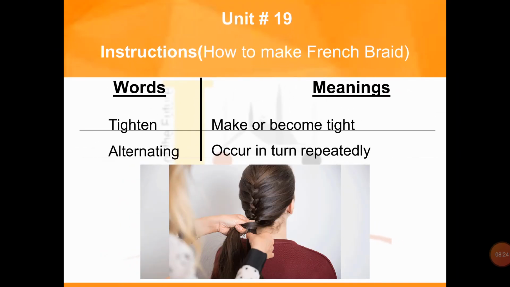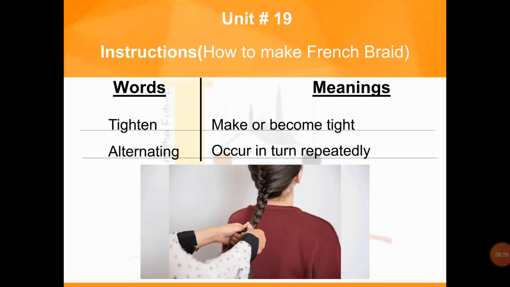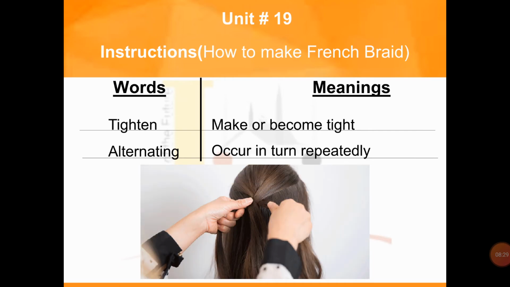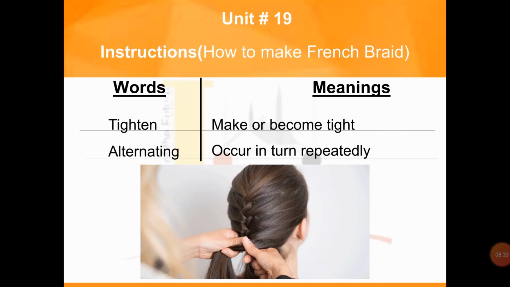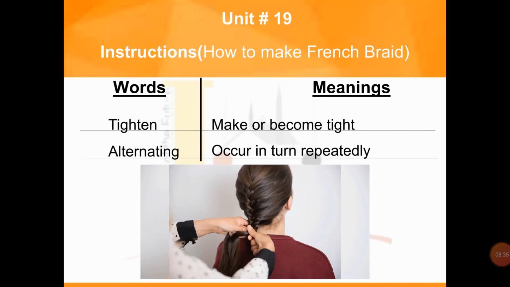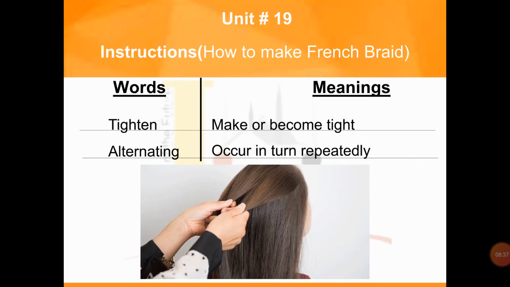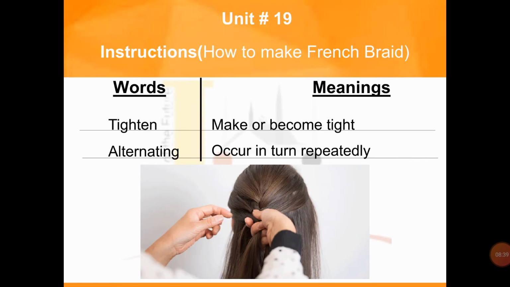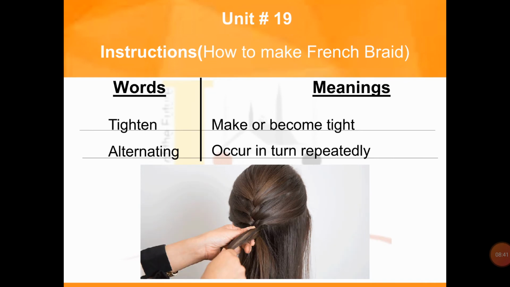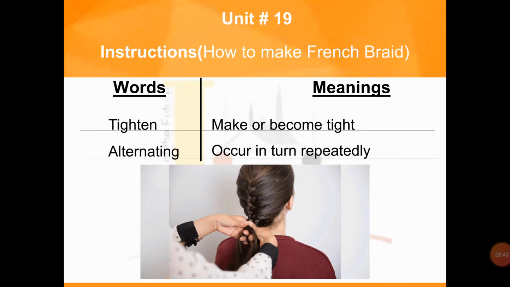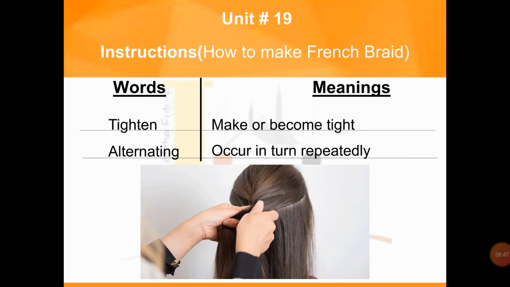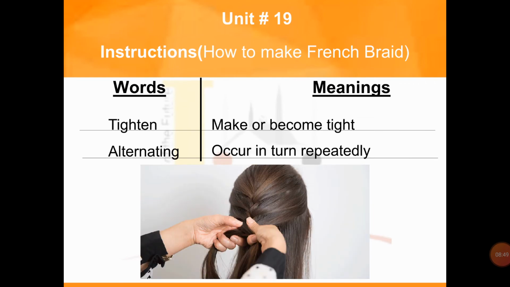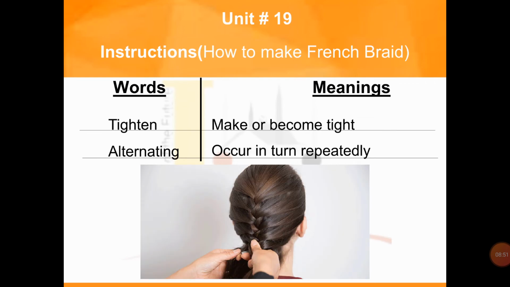Add the new section of hair to the existing section on the right and then cross it over the middle section. Tighten the plate. Again using the handle of the rat tail comb, lift a small section of hair on the left by drawing a line against the scalp from the hairline to the middle of the braid, even with the section you just lifted from the right. Add this hair to the existing section on the left and then cross it over the middle section.